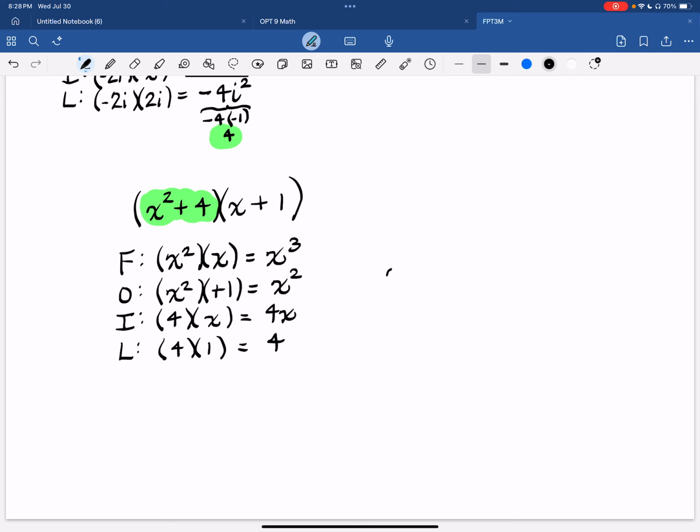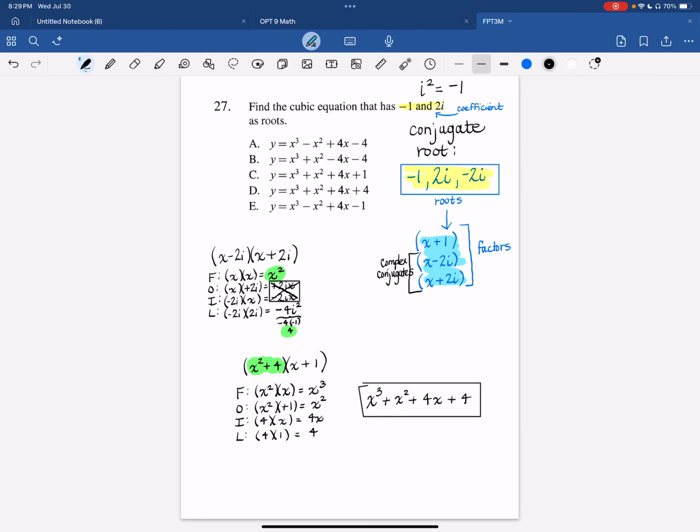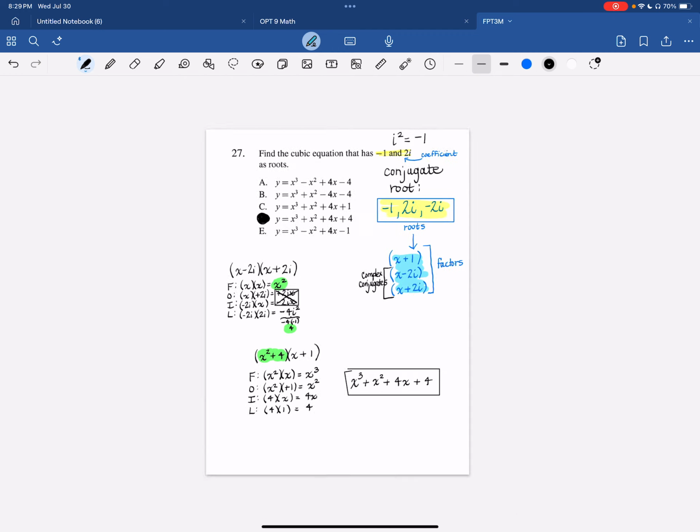So you put these in standard form, which means the exponents count down, and that the constant is tagging along on the end, and that is your cubic equation. And I like answer D as in delta.